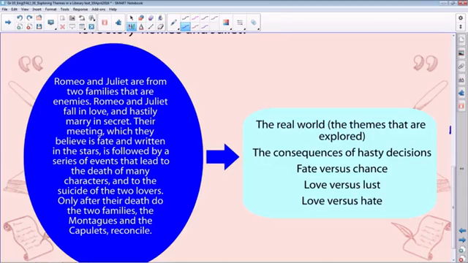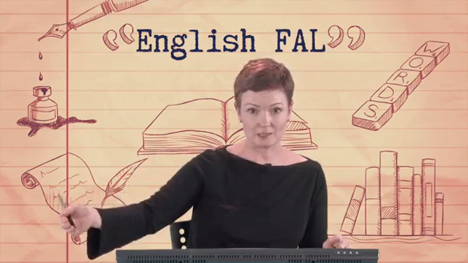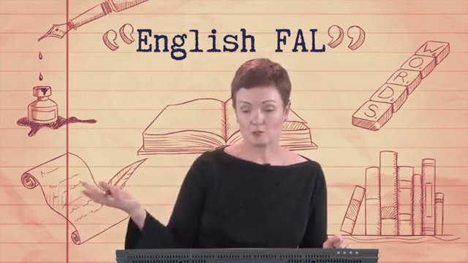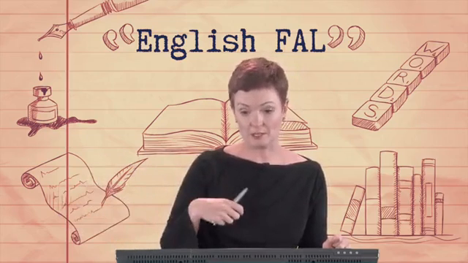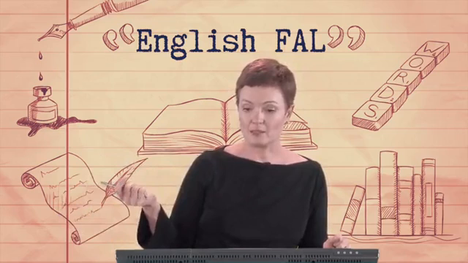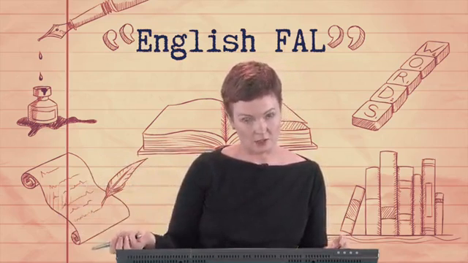So Romeo is a very impulsive, impetuous person. So he makes a series of very quick decisions. And what happens with those? What happens after those decisions have been made? We have the theme of fate versus chance.